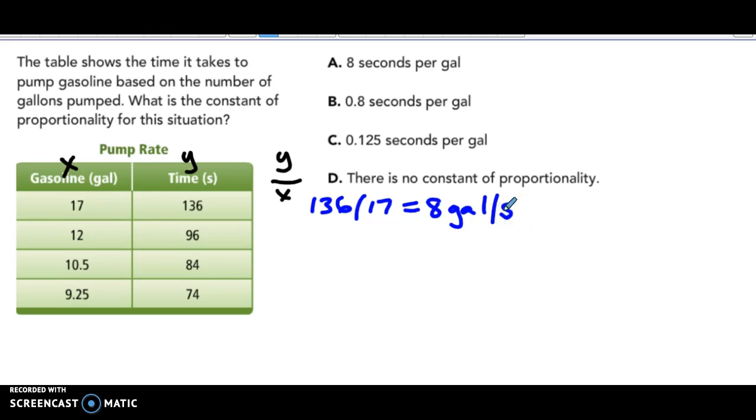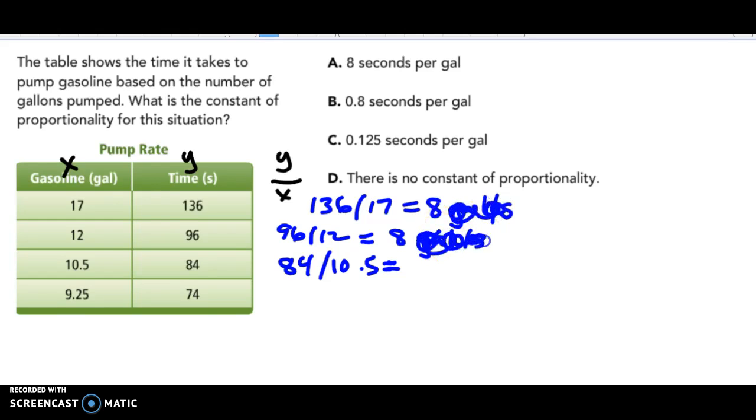Let's see if that continues to be our constant all throughout the table. So 96 to 12. We know this one, 96 divided by 12 does reduce to 8. Then we have 84 seconds divided by 10.5 gallons. Oh, I'm sorry. I'm saying gallons per second, but we're doing seconds per gallon because we're doing our Y to X ratio. So it's taking 8 seconds per 1 gallon of gas.